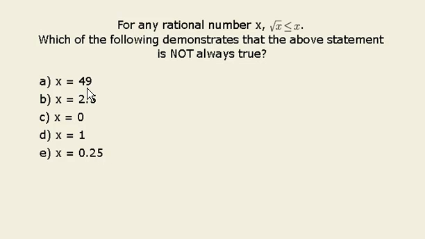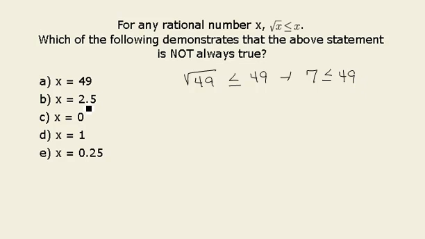For example, if x is equal to 49, we are asking ourselves, is the square root of 49 less than or equal to 49? We will see that this is a true statement because the square root of 49 is 7, since 7 times 7 is equal to 49, and 7 is indeed less than or equal to 49.